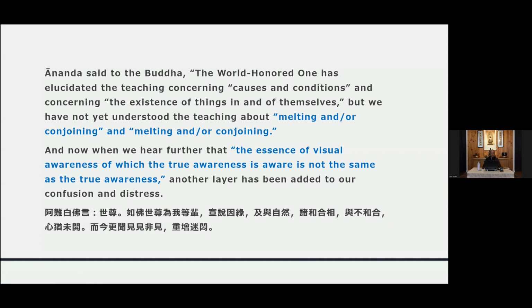And then finally, Ananda said to the Buddha, okay, I know this is not causes and conditions, and it does not exist in and of itself. But I still do not understand the teaching about the so-called melting and conjoining of things, or not. Sorry, this is a typo, not melting and conjoining. And now we hear further that you talk about the essence of visual awareness of which the true awareness is aware. The true awareness that is aware is not the same as the true awareness. Then I'm even more confused.